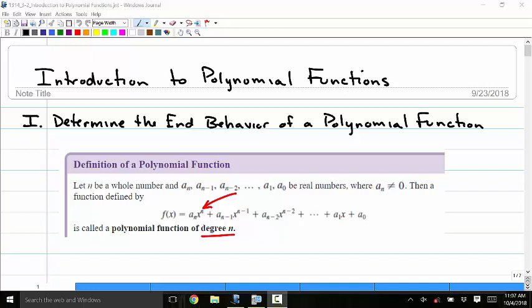Okay, a quick introduction to polynomial functions. What is a polynomial function first and foremost? Let n be a whole number, and all of these things, a sub n minus 1, those are just coefficients. Those are numbers. Let those be numbers. Then the function defined by y equals.